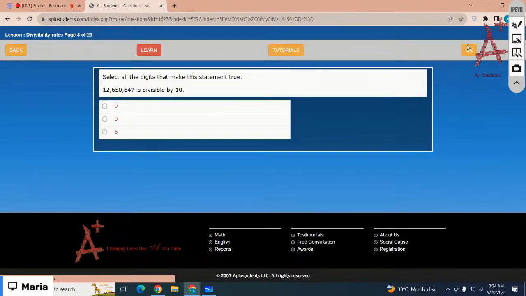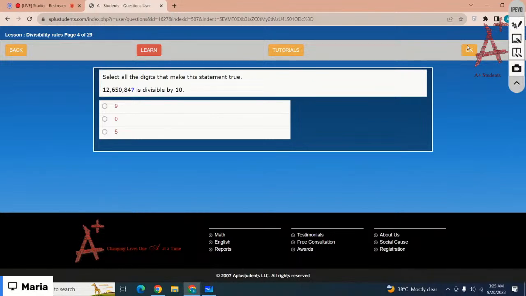The next one is: select all the digits that make the statement true. 1265080 is divisible by 10. Which is the last digit then? You are given that the number is divisible by 10, so the last digit must be 0.